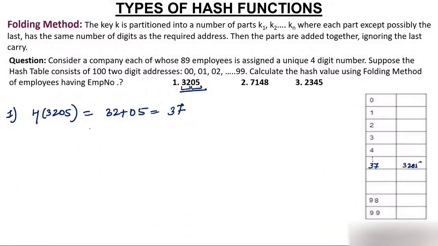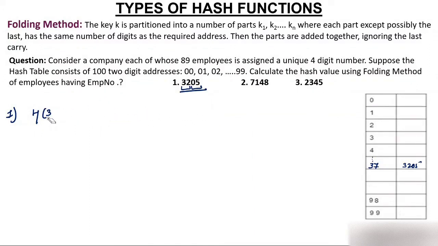Now suppose you have a key having 5 digits. You might be wondering how you will divide it, because you have an address of 2 digits. No issue. Start with 32, then 05. If the last part is a single digit, keep it like that. So 32 and 05 give 37, and 37 plus 7 gives 44. So you will store this at the 44th location. I hope you understood what I was trying to tell you.